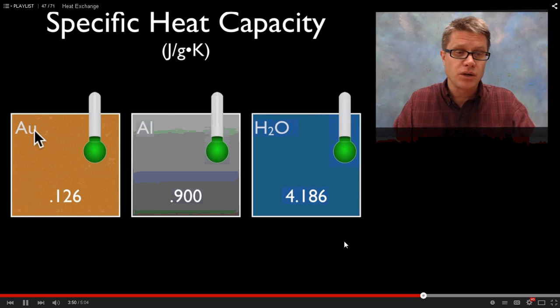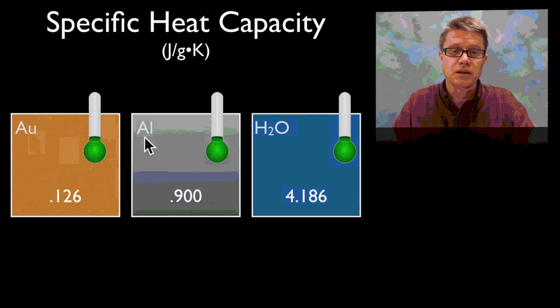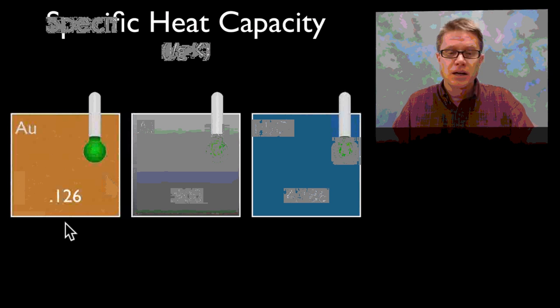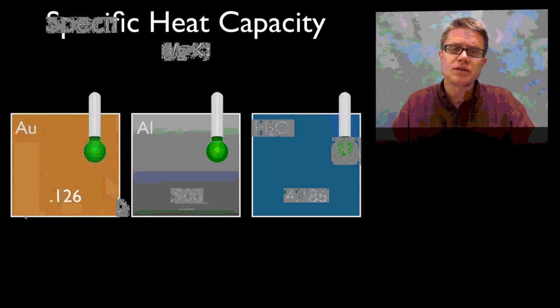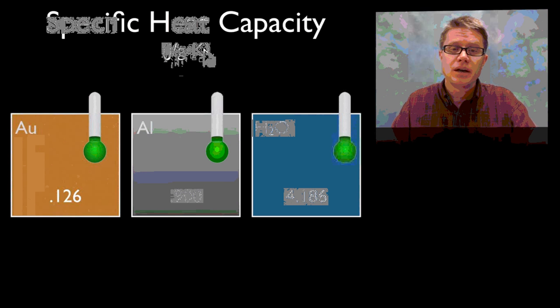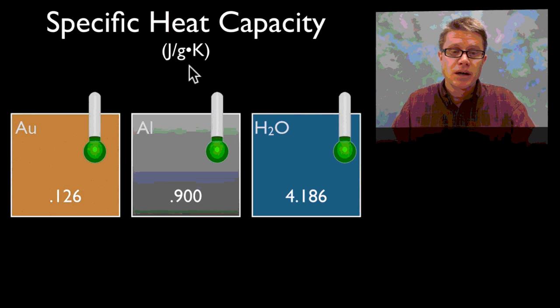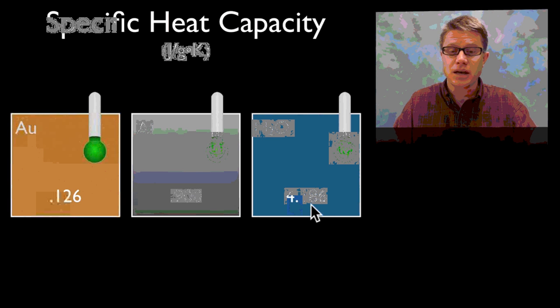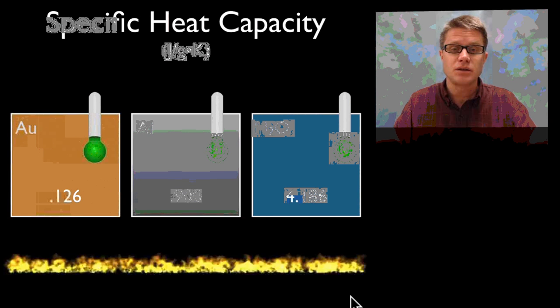Right here you can imagine we have a kilogram of gold, a kilogram of aluminum, and a kilogram of water. And let's say that they're all in a container. If you look at it, they're going to have different amounts of specific heat capacity. If we look at the units, that's joules, which is a way that we measure energy, per gram, and then Kelvin or degree Kelvin. So if you have something that has low specific heat capacity, the amount of energy it has is going to change more readily than something that has a higher specific heat capacity.